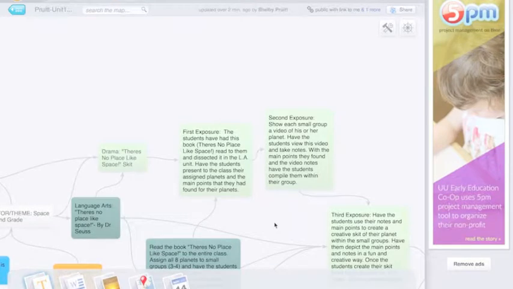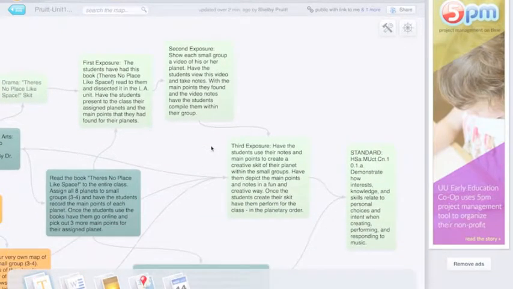Second exposure, I'm going to show each small group a video of his or her planet. It's going to be about one to two minute videos, so very short. I'm going to have the students take notes and find main points that they think are important in the video. I'm going to have the students compile those main points of the video.